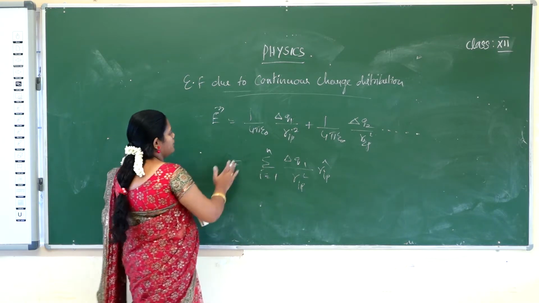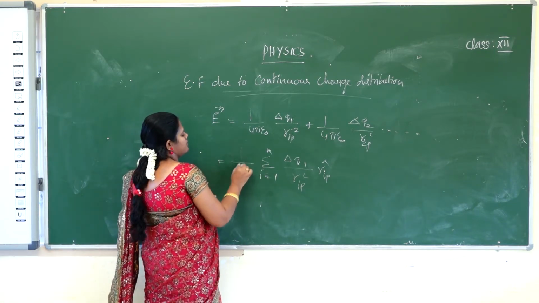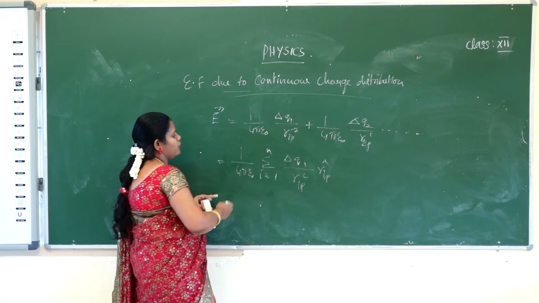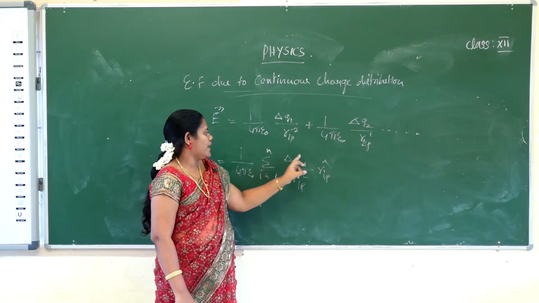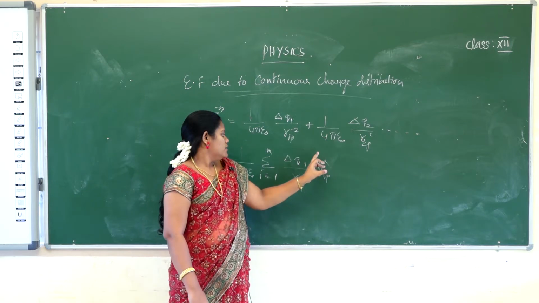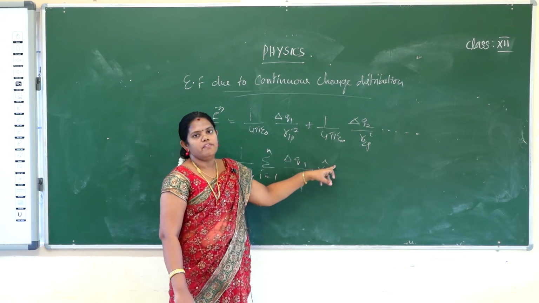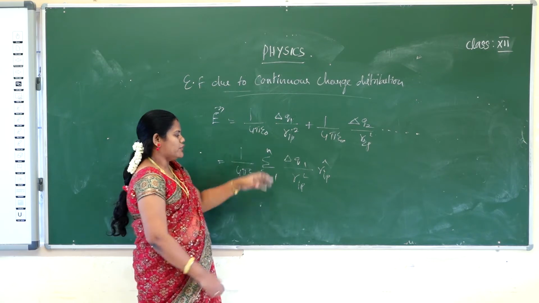So 1 by 4 pi epsilon naught is there as in the previous. So 1 by 4 pi epsilon naught summation of i equal to 1 to n del Qi by Rip square, Rip vector. So this is the limit form.